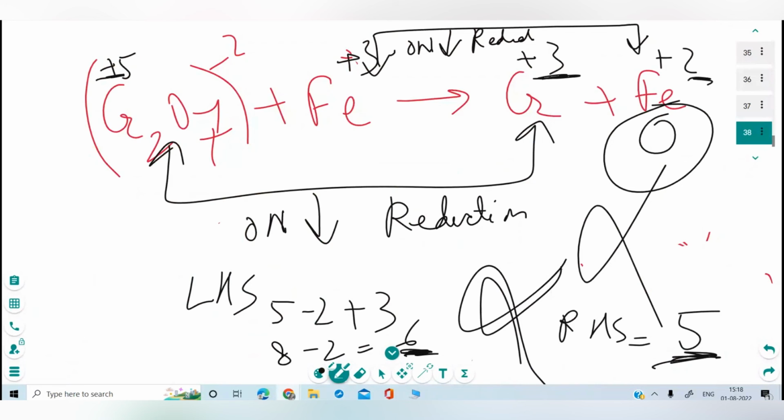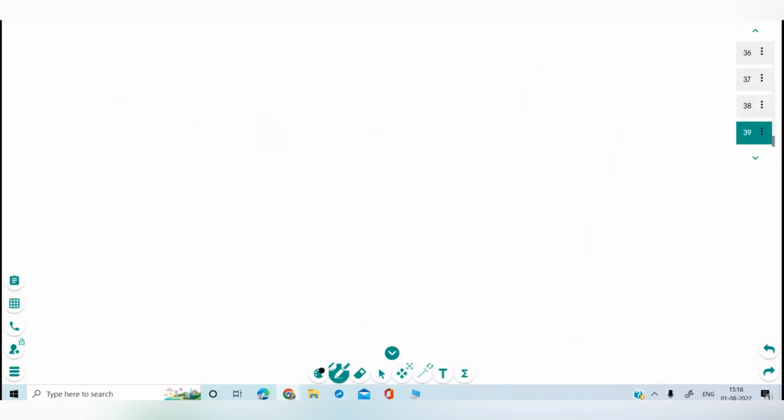And that is the reason we have to take +2, then only this equation will be a complete redox reaction. Correct? Clear? Are you sure? Okay, so I'll write it more neatly for you once again.